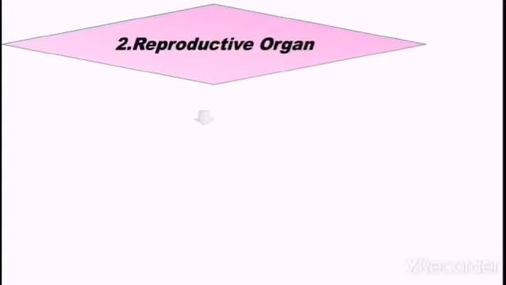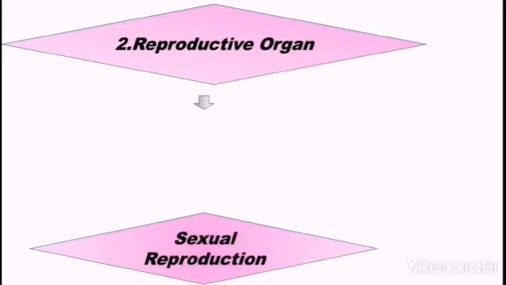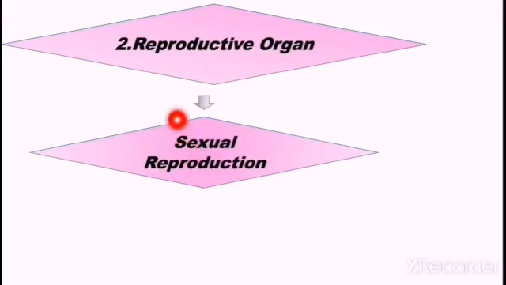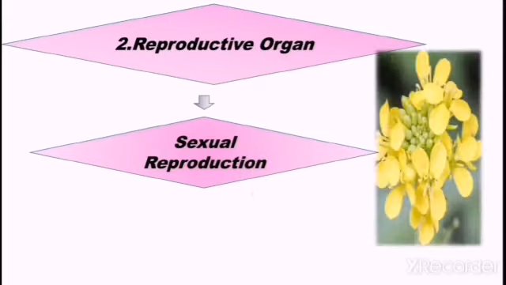The next one is reproductive organ. What are reproductive organs? Reproductive organs are the organs that take part in sexual reproduction. And what is sexual reproduction? In sexual reproduction, two different parents are involved. And what is the reproductive organ of mustard plant? The reproductive organ of mustard plant is the flower. Why is it called reproductive organ? Because sexual reproduction takes place in the flower.